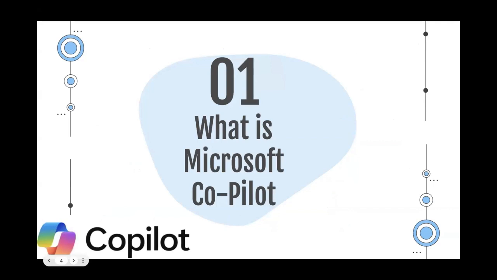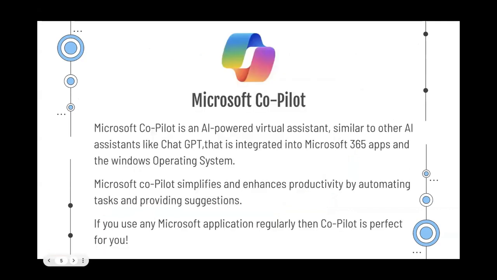So first off, what is Microsoft Copilot? It's always good to get an idea of what exactly it is that we're going to be discussing. This specific platform or application is an AI-powered virtual assistant, which is very similar to other AI assistants, such as ChatGPT. What's different about it is that it's integrated into Microsoft 365 apps, as well as the Windows operating system. In particular, Microsoft Copilot simplifies and enhances productivity by automating tasks and also providing suggestions.